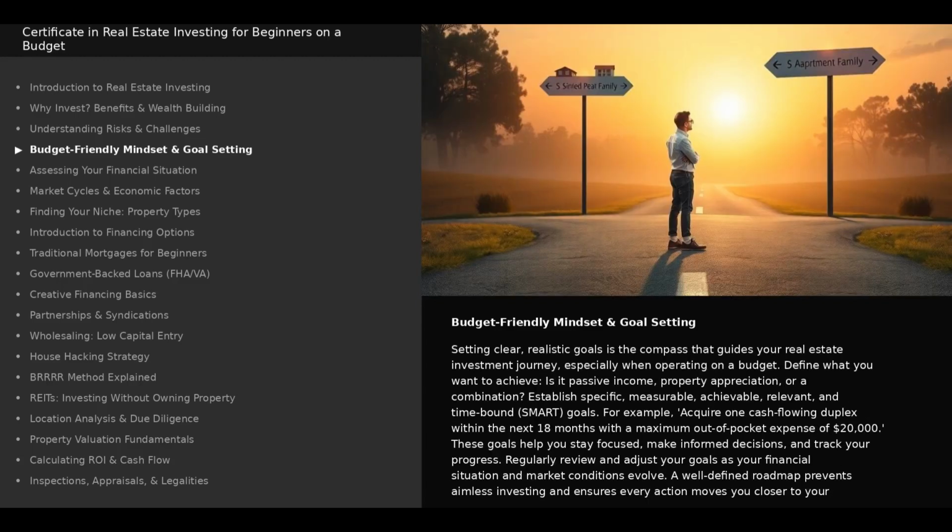Setting clear, realistic goals is the compass that guides your real estate investment journey, especially when operating on a budget. Define what you want to achieve.